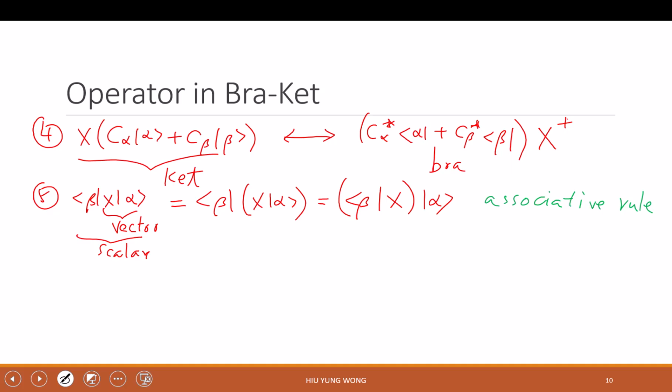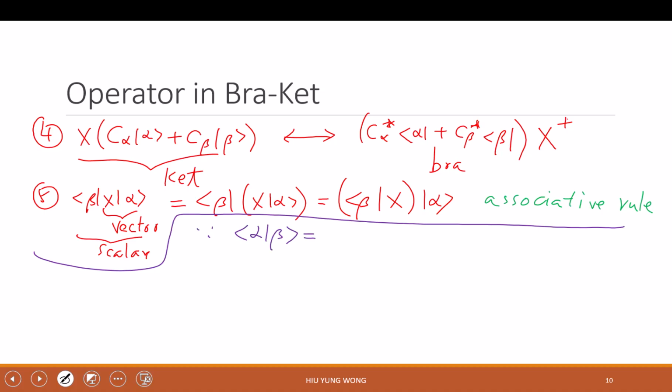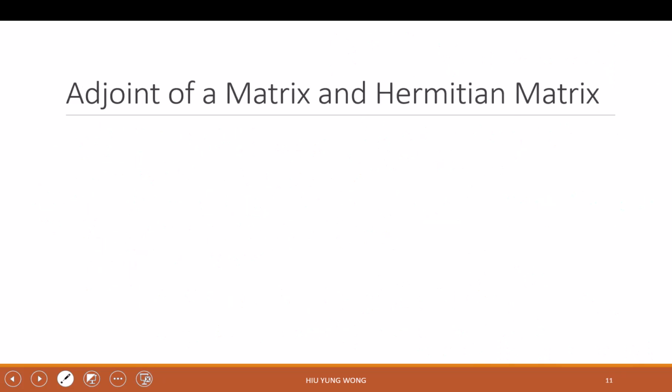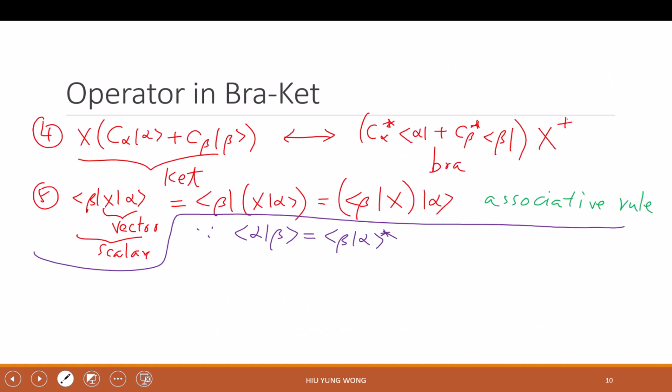So let's prove something. Since the inner product of alpha and beta equals beta alpha star. Do you remember this rule? Some of you forgot because it was mentioned here. The inner product between two vectors A and B equals B inner product with A, star. This is a complex number, you just say it's a complex conjugate, right? So I'm just quoting this equation.